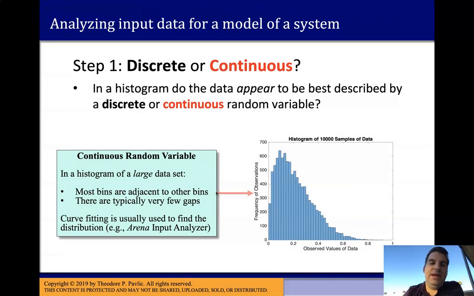Now, what if the data come out looking continuous, like this histogram right here? So we recognize continuous data because basically most bins are adjacent to all the other bins, and there's typically very few gaps.